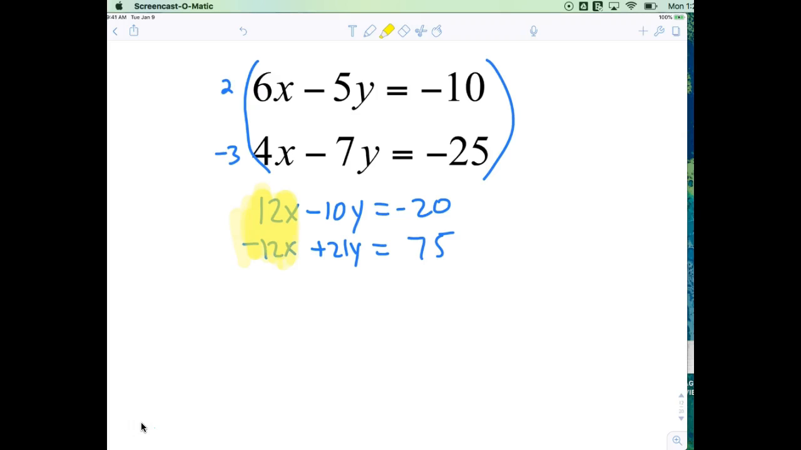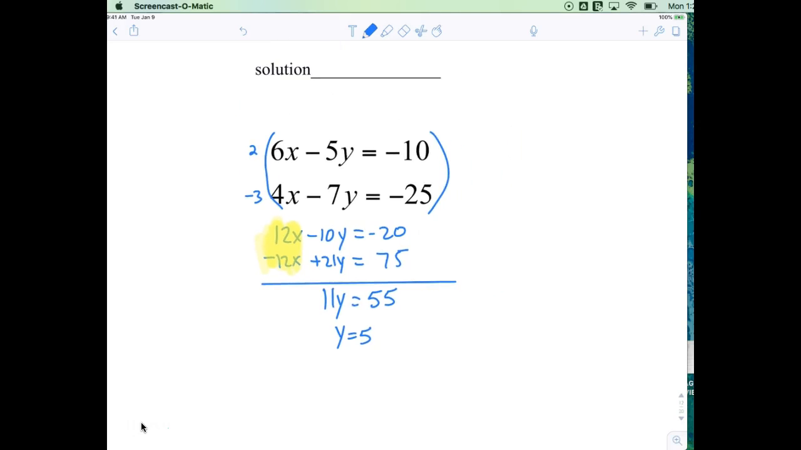That's your objective. All right, so I draw my line underneath it. And what's 21 minus 10? 11y equals 55. Everybody happy with that? And so y has to equal what? y equals 5. Now what we do is we just plug 5 back in.